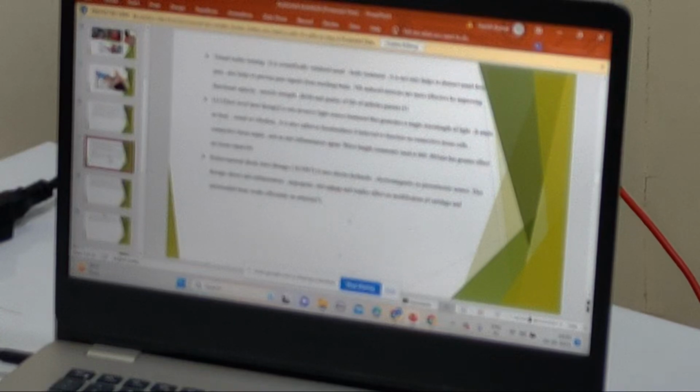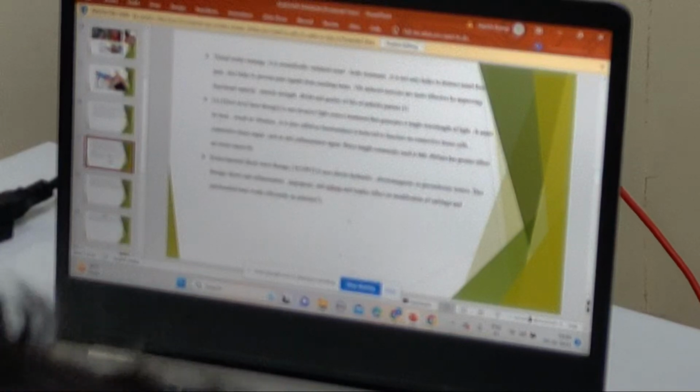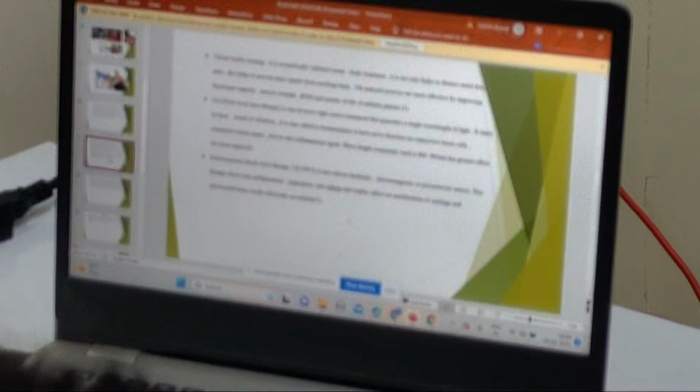The next treatment is virtual reality training. It is a scientifically validated mind and body treatment. It not only helps to distract the mind from pain, but also helps to prevent pain signals from reaching the brain. Virtual reality training-induced exercises are more effective by improving the functional capacity, muscle strength, range of motion, and quality of life of arthritis patients.